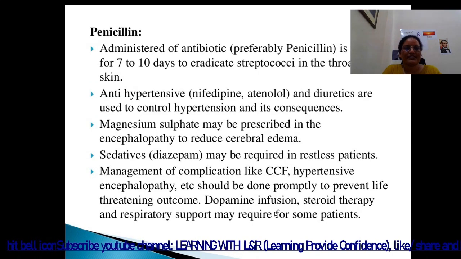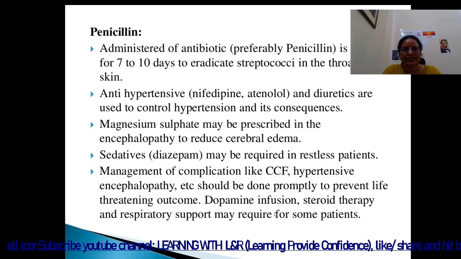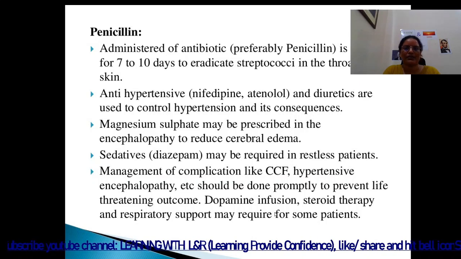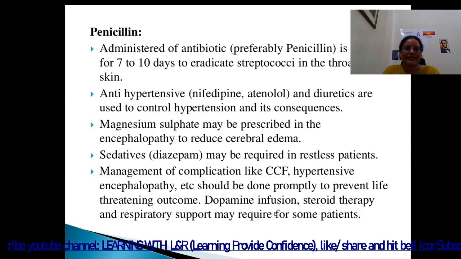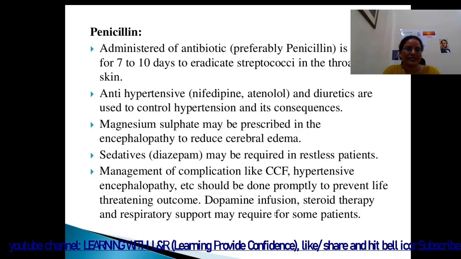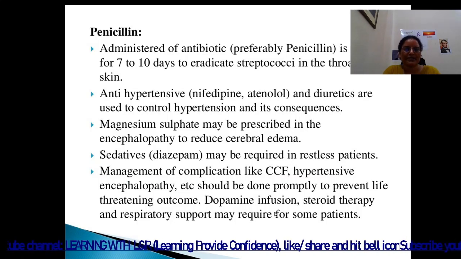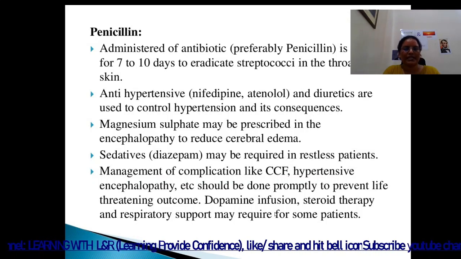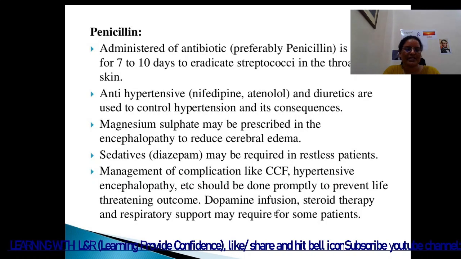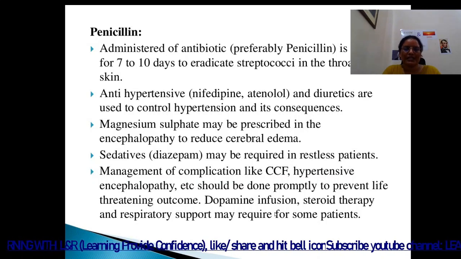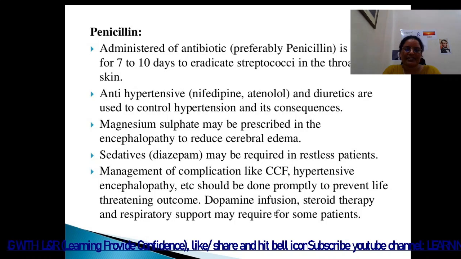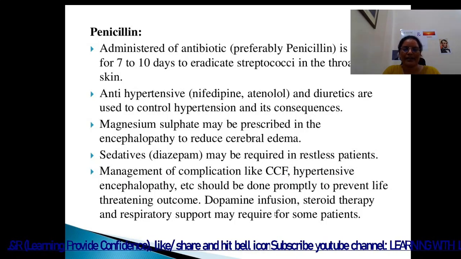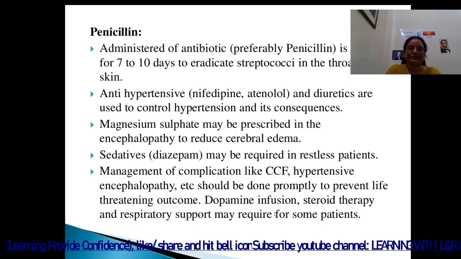Penicillins. Administration of antibiotics, specifically penicillin, is needed for 7 to 10 days to eradicate streptococci in the throat or skin. Antihypertensives and diuretics are given to the patient. Magnesium sulfate may be prescribed. Sedatives may be required in restless patients. Management of complications like congestive cardiac failure and hypertensive encephalopathy should be done promptly to prevent life-threatening outcome. Dopamine infusion, steroid therapy and respiratory support may be required for some patients.